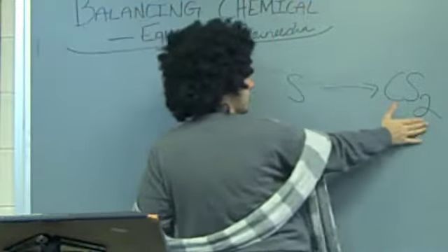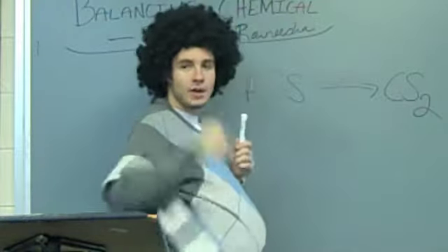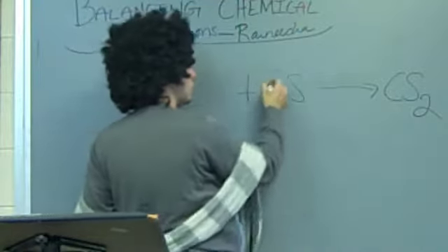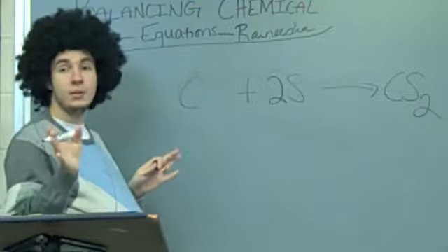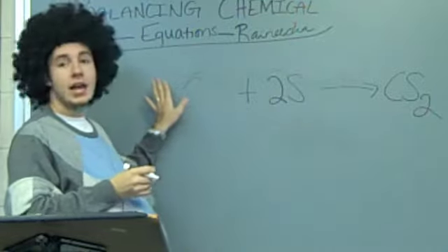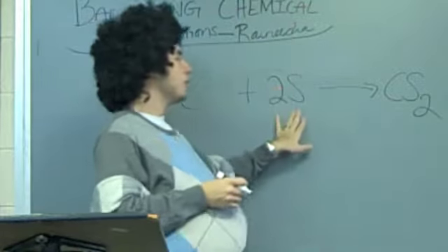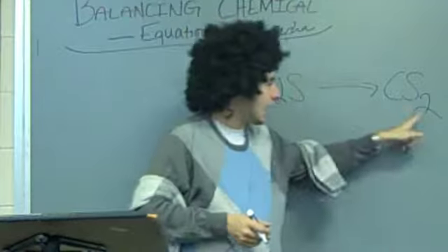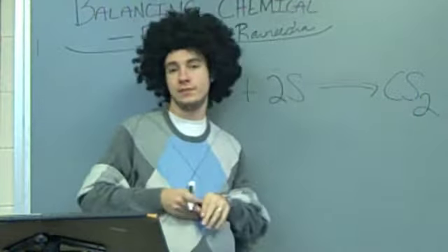Like right here, you've got S, and it needs 2S. So watch what I'm going to do. Watch me carefully. Eyes and ears, okay? You saw that? Bam, it's done. So you've got C, and you've got 2S, and you get CS2, okay? It's 2 S's and 2 S's, and it's 1 C and 1 C, and it's balanced.